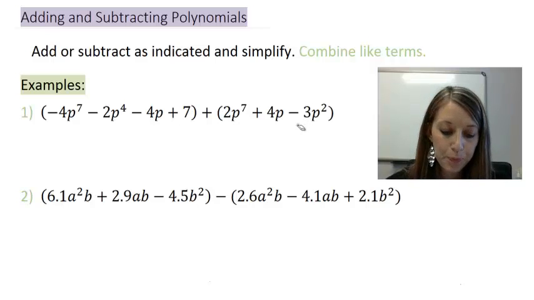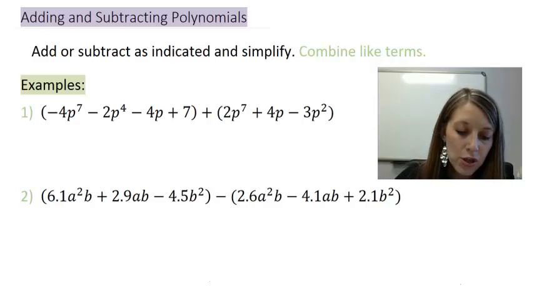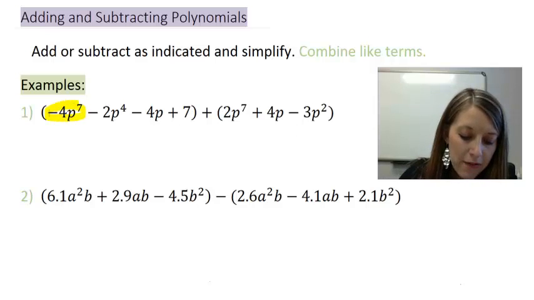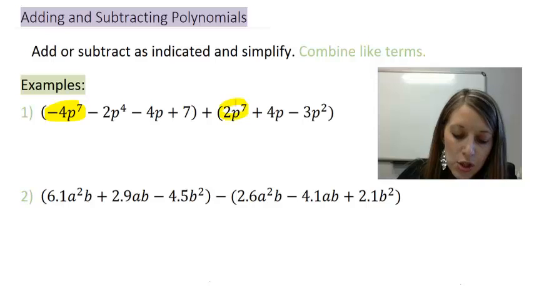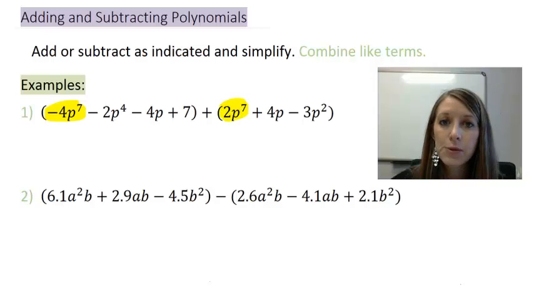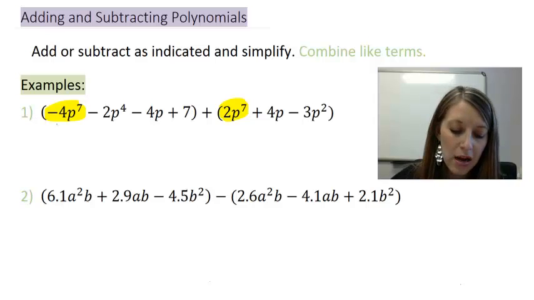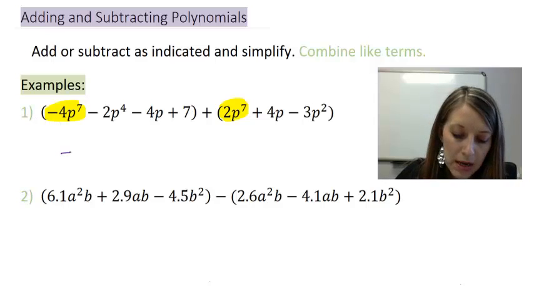So let me erase all my scratch marks here and just note that the parentheses don't matter in this instance. So the first like terms that I see are negative 4p to the 7th and 2p to the 7th. Those both have a p to the 7th, so I add the numbers in front. Negative 4 plus 2 gives me a negative 2p to the 7th.